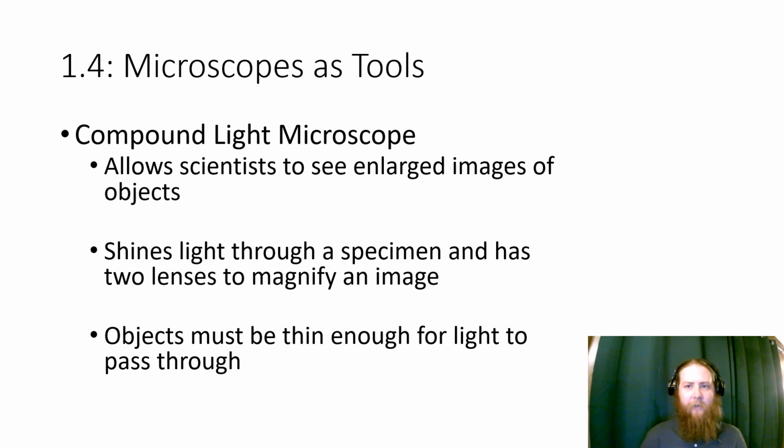How they work is they shine a light through your specimen and then magnify the image so that you can see it. Now, the limiting factor for a compound light microscope is the object has to be thin enough for light to pass through. If you have really thick, cumbersome objects and the light can't get all the way through, you won't be using this compound light microscope on them. You'll either have to take a really small slice of that object or use something different.